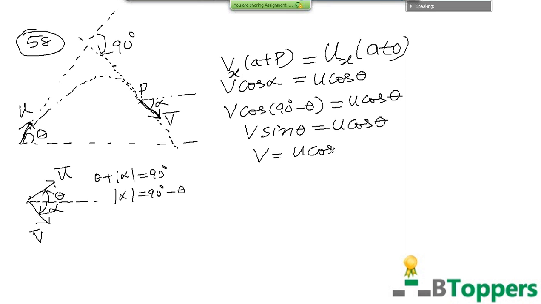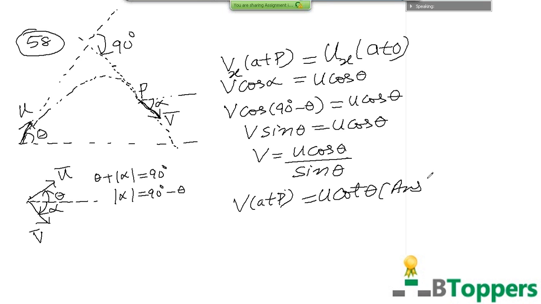So you get V equal to U cos theta by sin theta. So magnitude of the velocity of the body at the point P in its path is equal to U cot theta. So answer is U cot theta. So magnitude of the velocity of the projectile at the point P at the instant when V bar is perpendicular to U bar will be U cot theta. So answer is U cot theta.